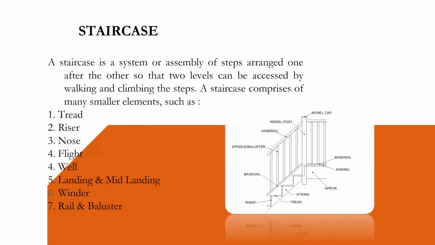Staircase. A staircase is a system or assembly of steps, arranged one after the other so that two levels can be accessed by walking and climbing the steps. A staircase comprises many smaller elements such as tread, riser, nose, flight, well, landing and mid-landing, winder, and rail and baluster.